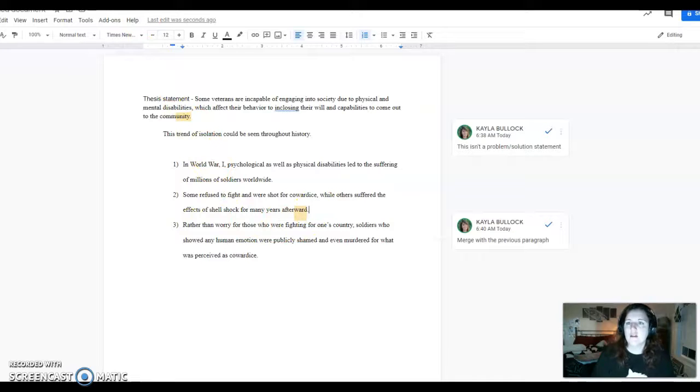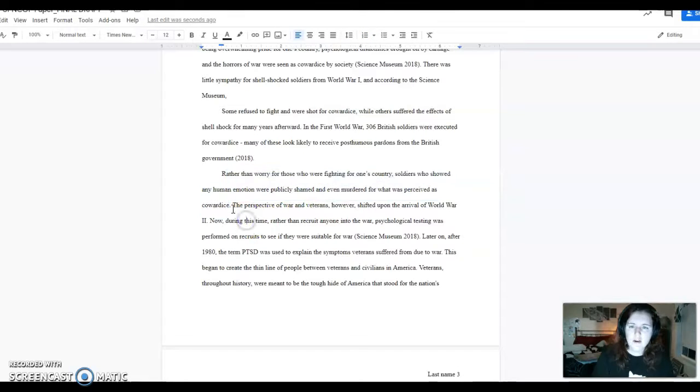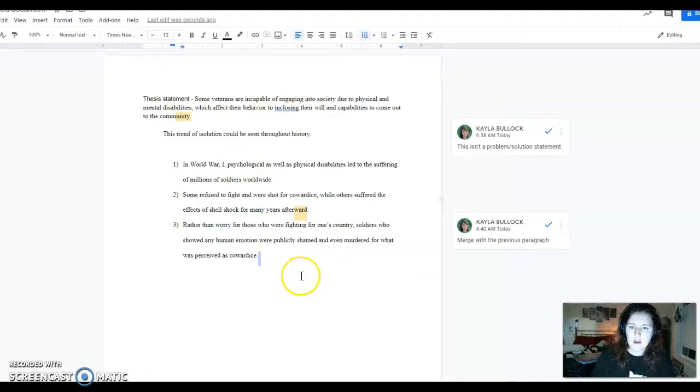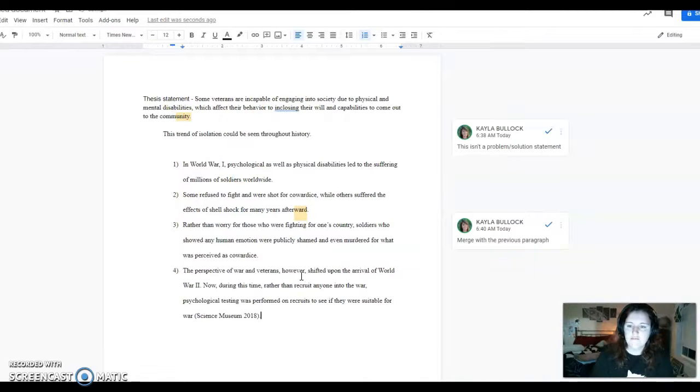So we've got a really messy paragraph structure with this sample paper. This should go with this, and this should go with this. We're talking about cowardice and cowardice. We even have the same keywords here. However, when we go into the next sentence, we see our true claim that should begin our next paragraph. The perspective of war veterans, however, oops, that's an incorrect usage of however. Let's fix that. Oh wait, no, it's an interrupter, so it is right.